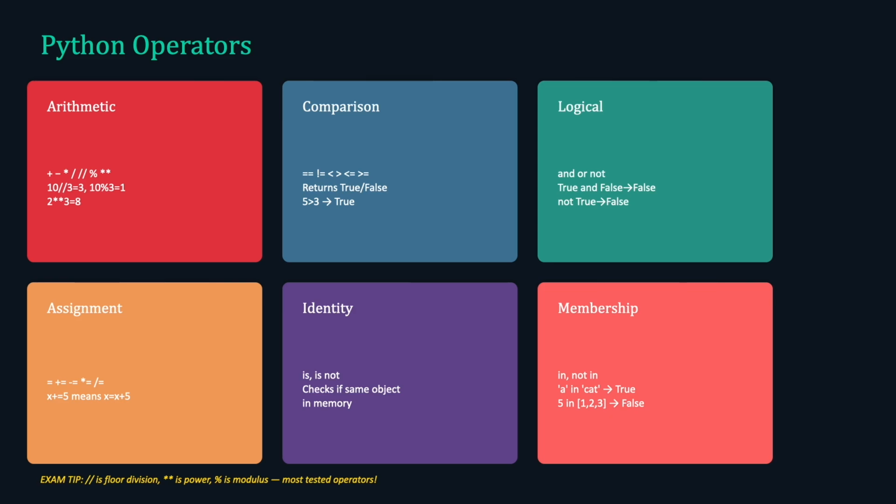Comparison operators return True or False. Logical operators: and, or, not. They combine conditions. Assignment operators like += are shortcuts. Identity operators, is and is not, check if objects are the same in memory. Membership operators, in and not in, check if something exists in a sequence.